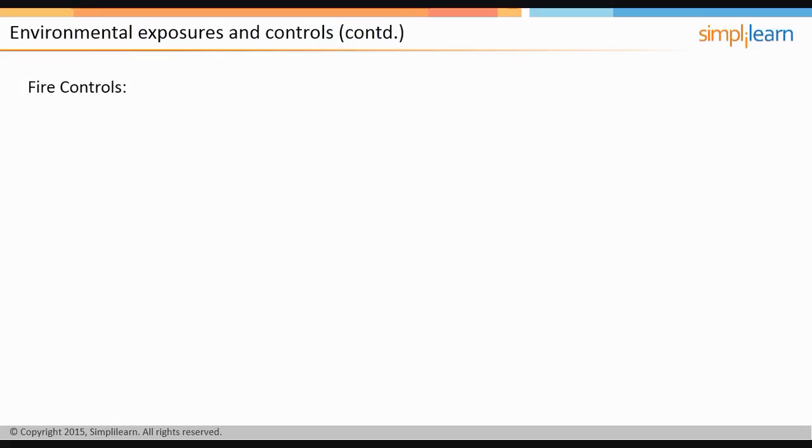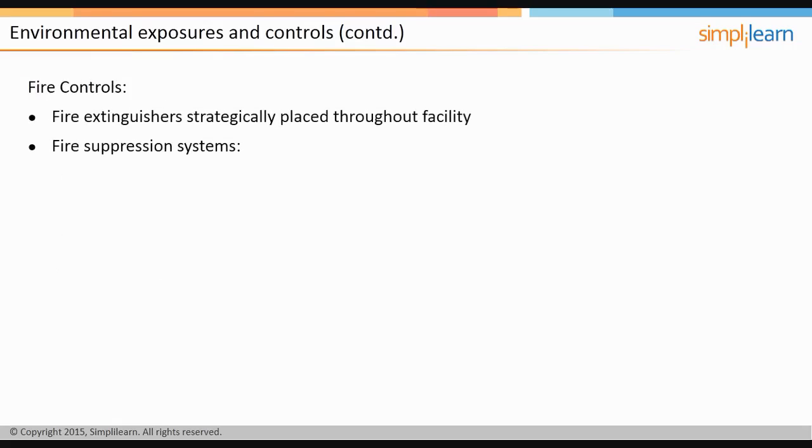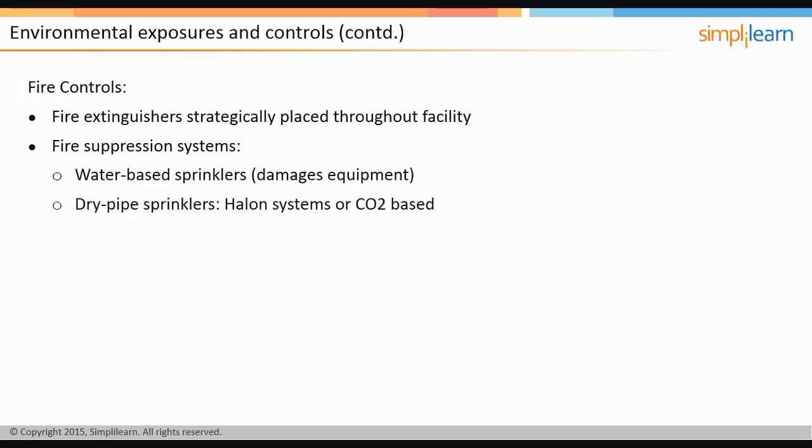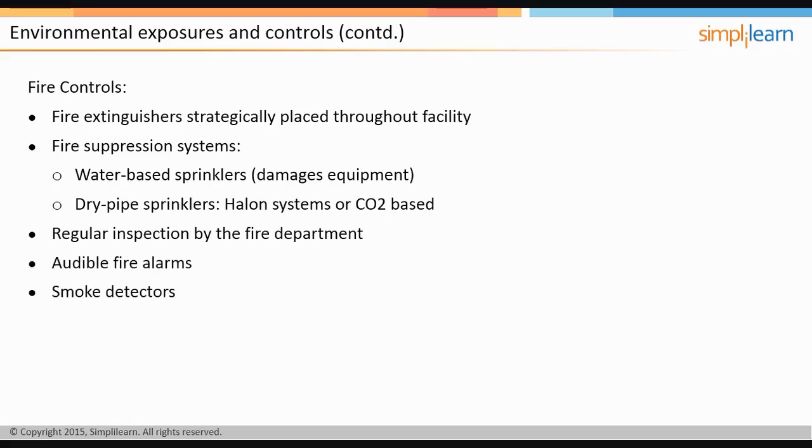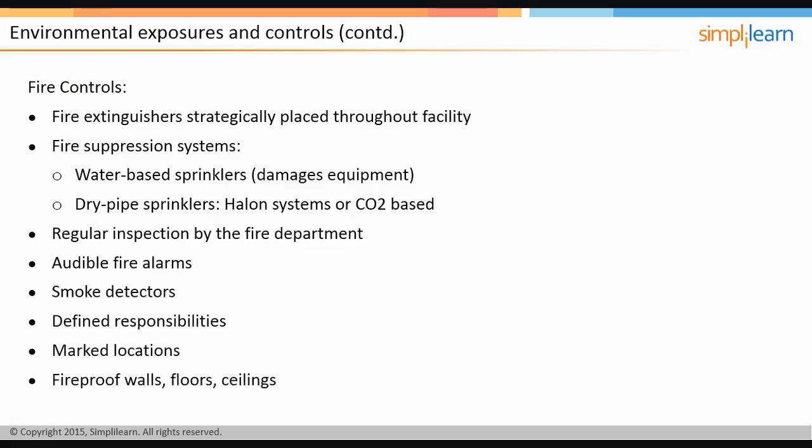Fire controls. Fire extinguishers strategically placed throughout the facility. Fire suppression systems, either water-based sprinklers, which damage equipment, or dry pipe sprinklers, halon systems, or CO2-based systems. Regular inspection by the fire department. Also use audible fire alarms and smoke detectors, defined responsibilities, marked locations, and fireproof walls, floors, and ceilings.